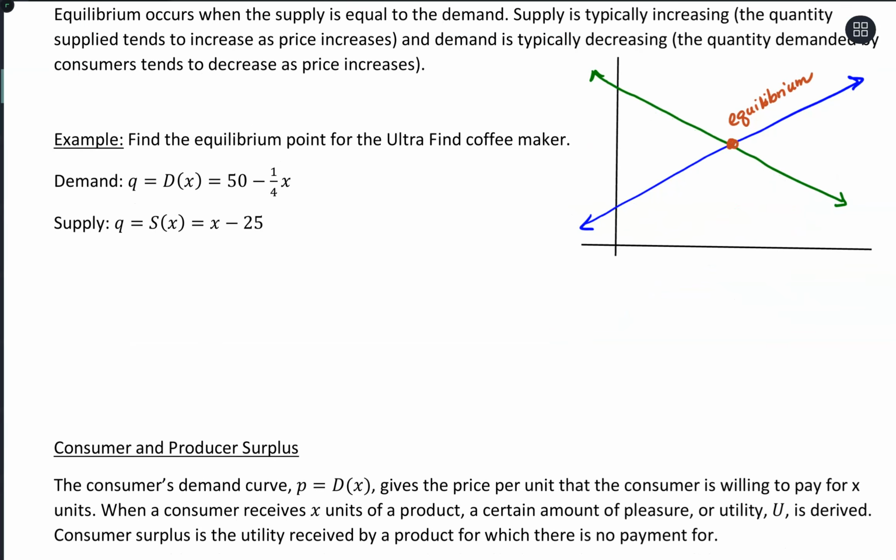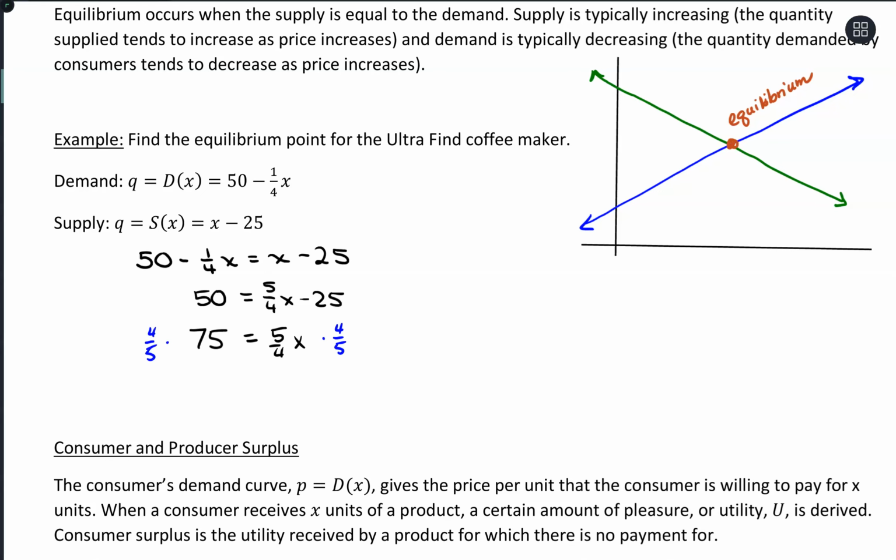For a quick example, let's say we have the demand curve 50 minus 1/4 x and the supply curve x minus 25. To find the equilibrium point, we would set these equal to each other: 50 minus 1/4 x equals x minus 25. Then we start solving. I'll add 1/4 x to both sides, add 25 to both sides, and multiply both sides by 4/5. So x is going to be 60.